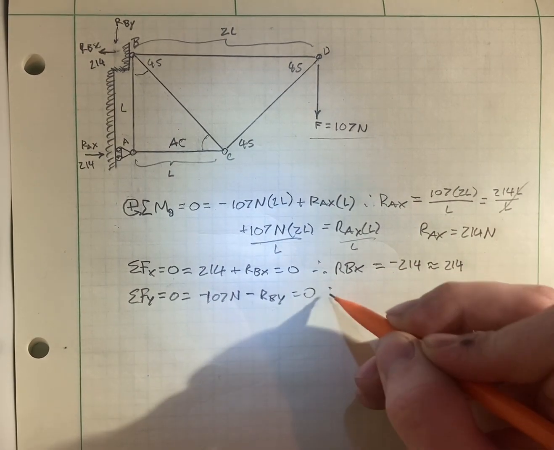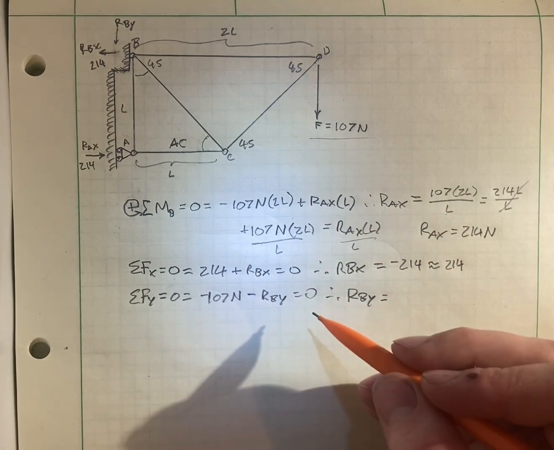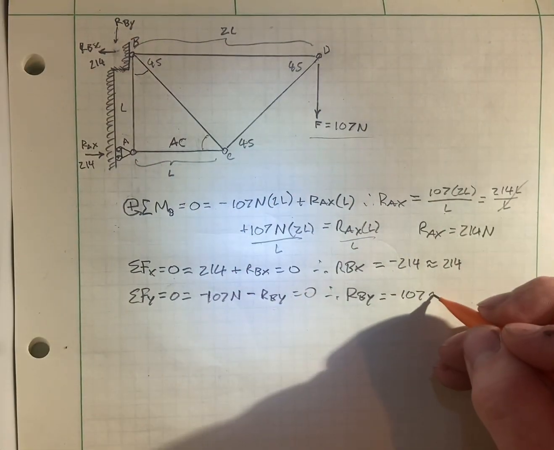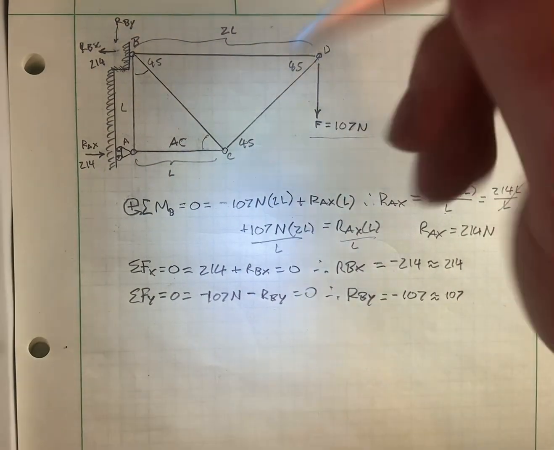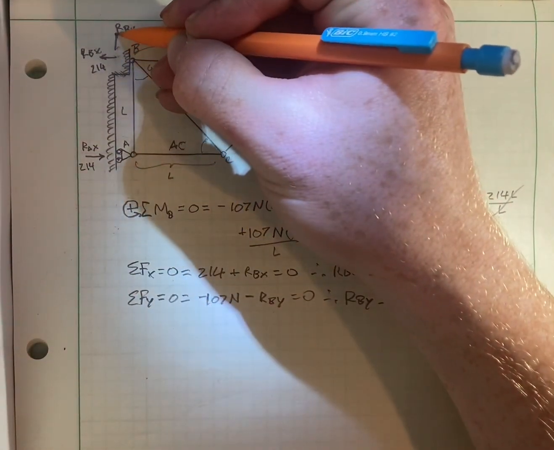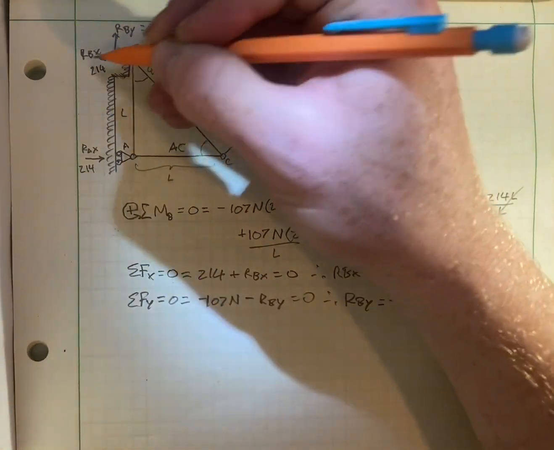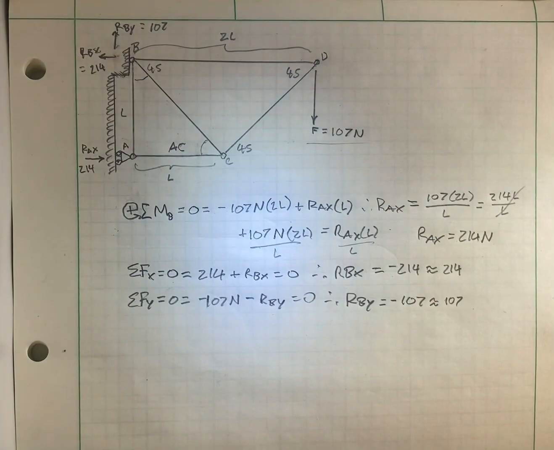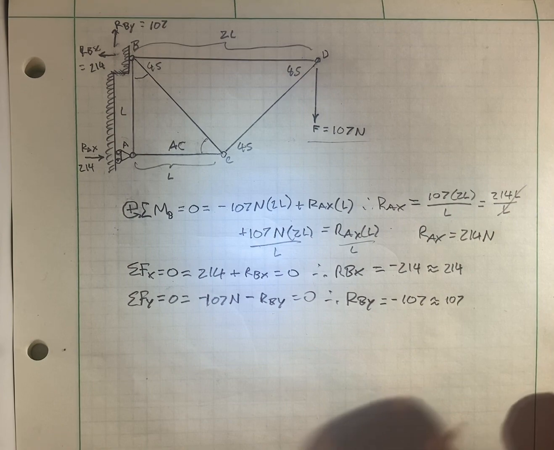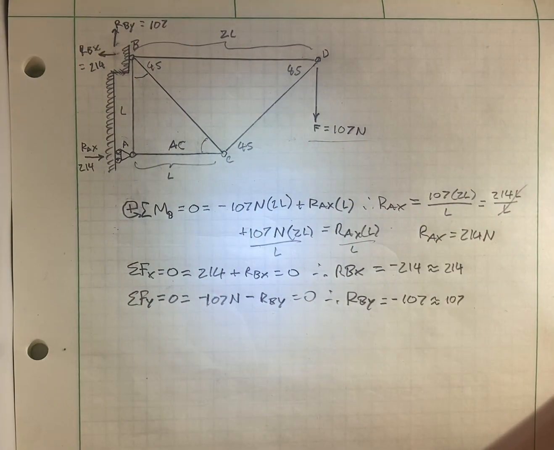RBY equals 0. Solve for RBY, and that would be negative 107. But again, the negative just means I drew my arrow the wrong way, sorry. So let's just flip that around and call this 107, right? Okay, cool. Now we got all of our reactionary forces. We know all of our forces acting on this thing, and so now we can make our cut.